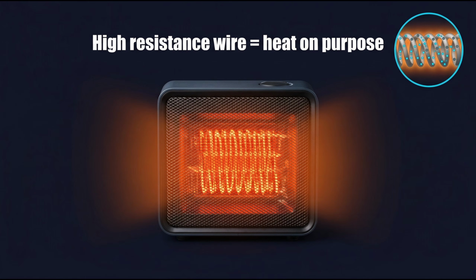And sometimes, resistance is the whole point. An electric space heater is just a long wire with high resistance. Current flows through, the wire heats up, and that's your warmth. Same physics, on purpose. Remember that, it comes back later.